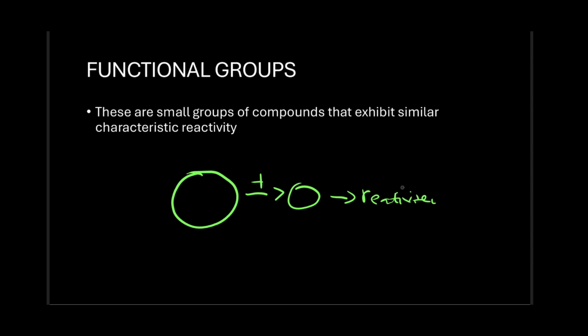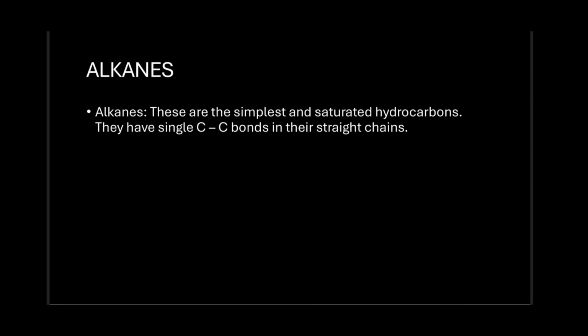So what do we mean by this? It means when we take one compound in a functional group and then we react these compounds with other chemical compounds, the products they form exhibit similar properties. So let's move on to the first functional group.